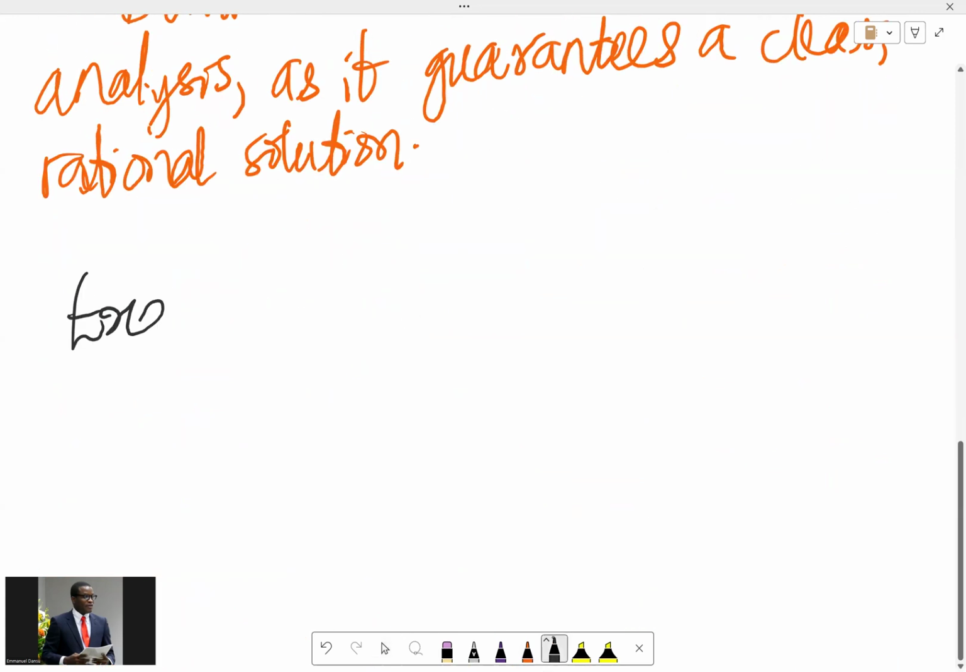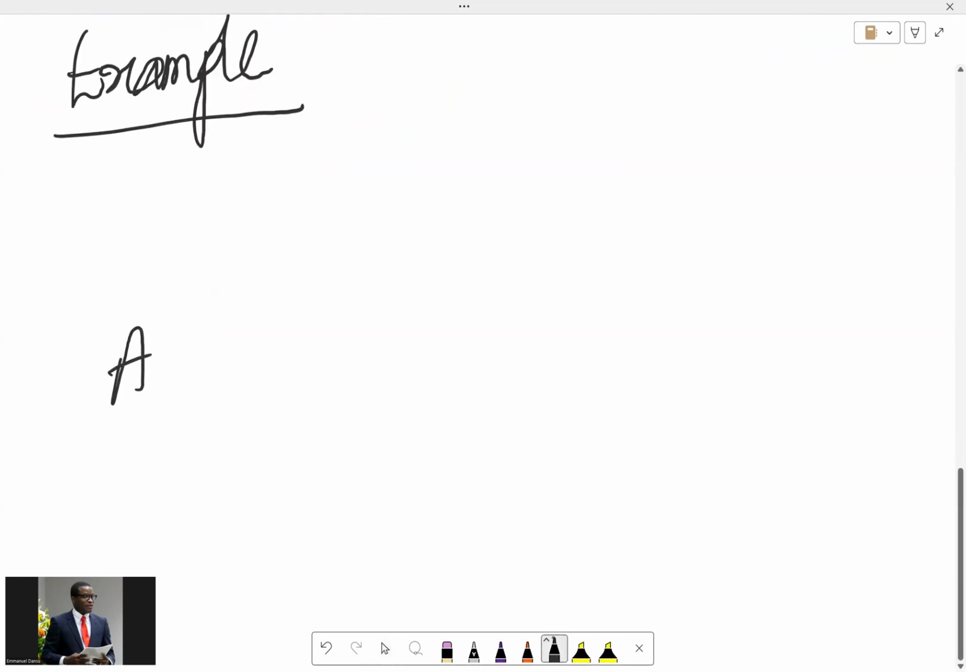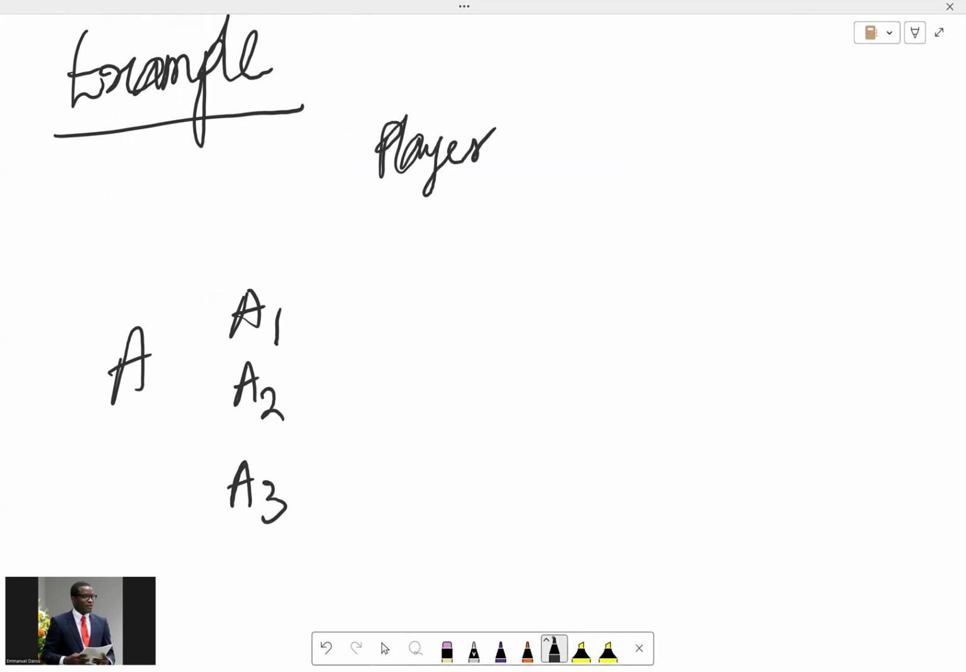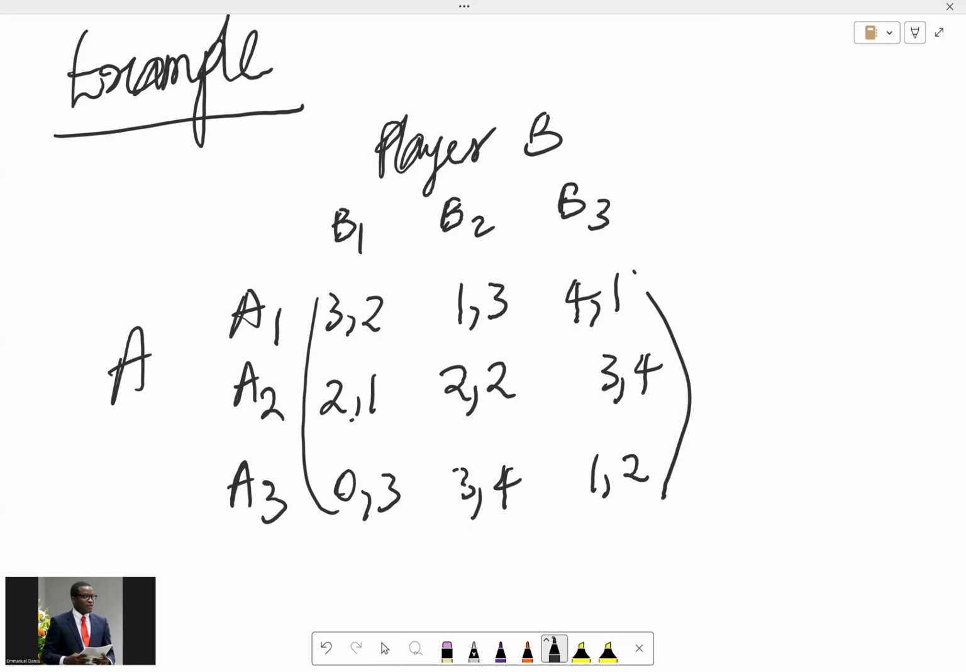Now, having said this, let's jump in and take an example, the same example we took the other time. We have two players. We have player A with strategies A1, A2, A3, and player B with strategies B1, B2, B3, and the same payoffs like we had before: 3, 2, 1, 3, 3 for A and 2 for B, 1 for A and 3 for B, then 4 for A, 1 for B, 2 for A, 1 for B, 2 for A, 2 for B, 3 for A, 4 for B, then 0 for A, 3 for B, 3 for A, 4 for B, 1 for A, 2 for B. And this is the payoff matrix for the game.